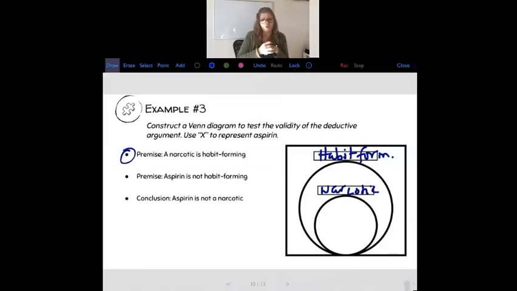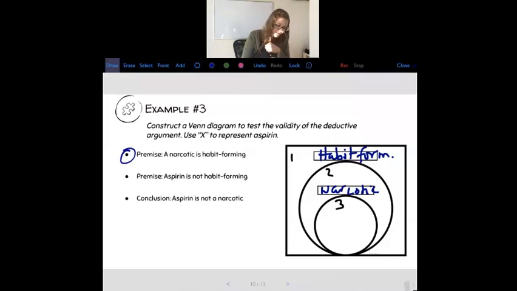And then the outer circle is things that are habit forming. There are other things that are habit forming as well. And so next, premise 2: aspirin is not habit forming. I like to put these numbers here. I hope they're helpful to talk about the regions of this Venn diagram, where region 1 is things that are not habit forming because it's completely outside of that set. Region 2 is something that's habit forming but not a narcotic. And then region 3 is narcotics.